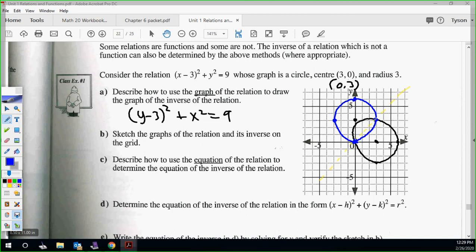Describe how you use the equation of the relation to determine the equation of the inverse. By flipping x and y. We kind of did all this stuff now. Determine the equation of the inverse. We already did this, at the top there. Like that. That's your equation of the inverse. And in this case, since it's y, we didn't have to get y by itself, but I think they're going to ask us to do that still here.